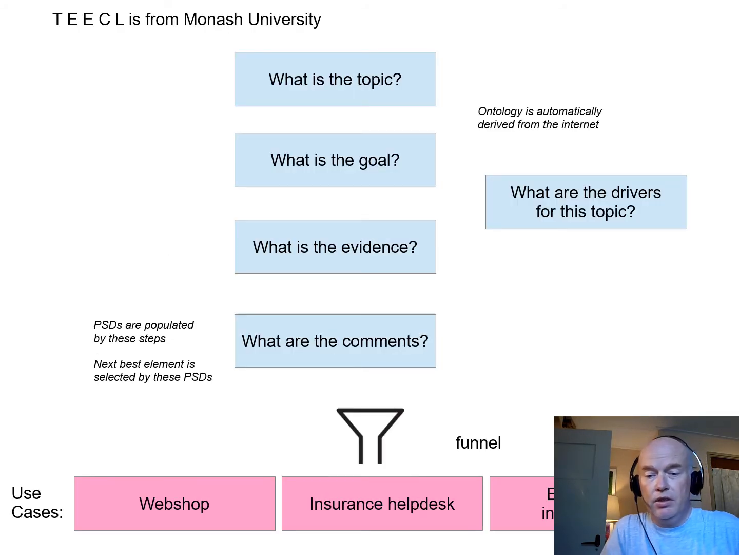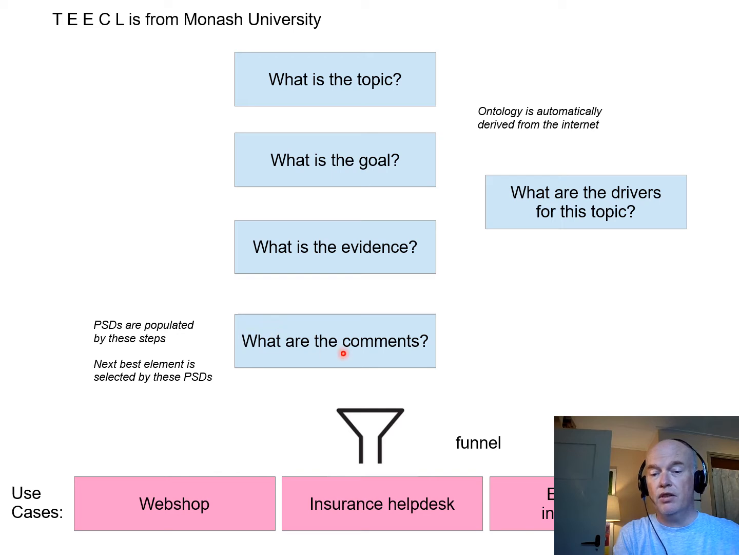So how does the AGI obtain its information? Well, for this I make use of the TCAL mechanism from Monash University in Australia. TCAL stands for topic, explanation, evidence, comments, and link. So the AGI will ask, well, what is the topic? What is the goal? What is the evidence for the information I have or I get? And what are the comments on this information?